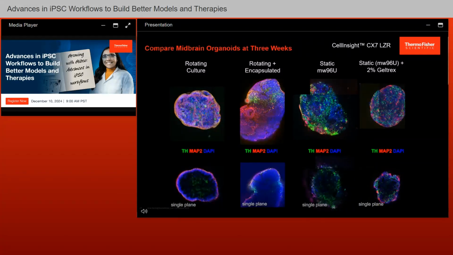So I'm showing four different conditions here, but what I wanted to really draw your attention to is the last column, where we've noticed that the maturation of these midbrain organoids in a static 96-well U-bottom plate format, where we've added around 2% Geltrex to the media, provides the best results for both scale-up and the derivation of TH positive, MAP2 positive expressing midbrain organoids.